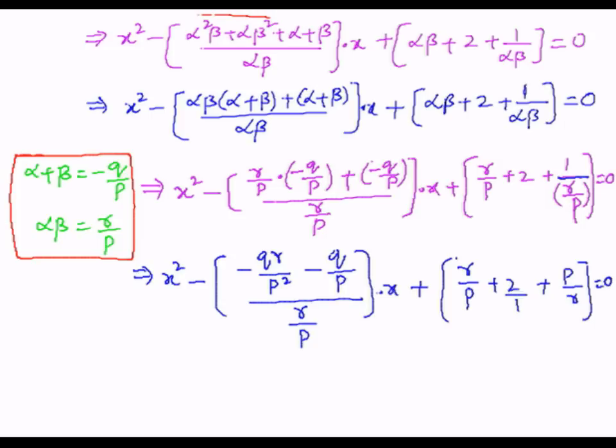That implies x square minus, the numerator, the LCM of p square and p is p square. P square gets cancelled, only minus qr is left over. Minus, so p and 1p get cancelled, one more p is left over multiplied with q, so q into p, and 1p gets cancelled, one more p is left over, overall divided by, so r by p.